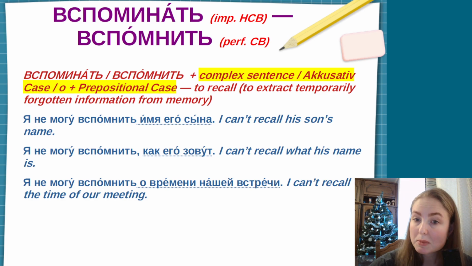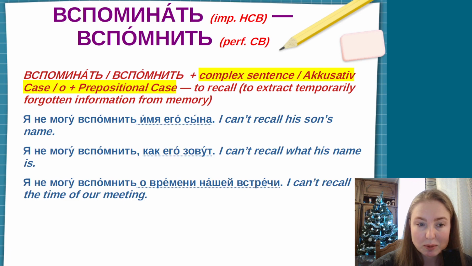And вспомнить belongs to the second conjugation. This verb is a perfective one. And we use it when the action is completed, so we have the result, or the action took place one time. So, this verb is the second conjugation. Я вспомню, ты вспомнишь, он, она вспомнит, мы вспомним, вы вспомните, и они вспомнят.